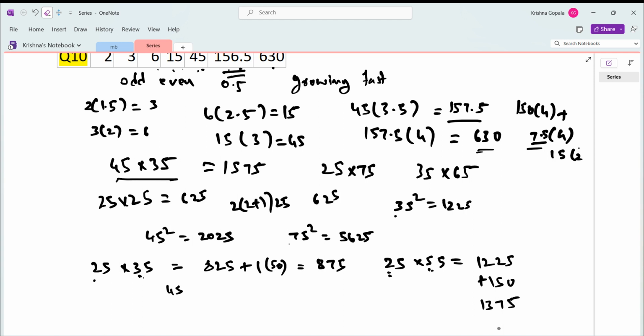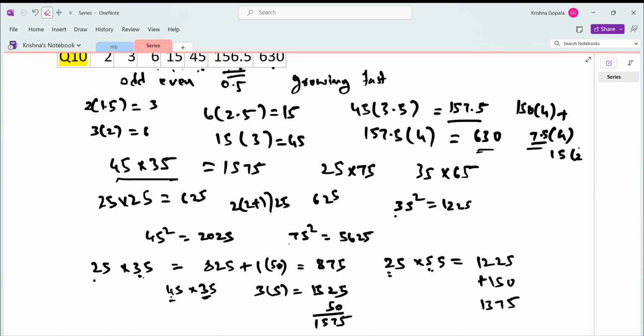Likewise, 45 into 35. Take the lowest number, 3 into 3 plus 1, 3 into 4 is 12. 12, 25. The difference is 1, 1 times 50. So 12, 75. This is the answer. Any numbers ending with 5, this is the way to do.